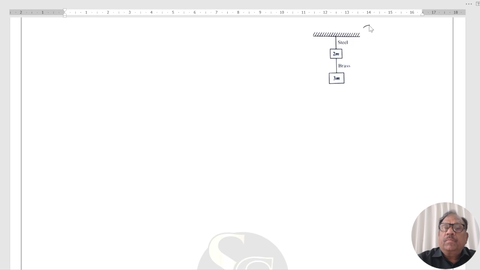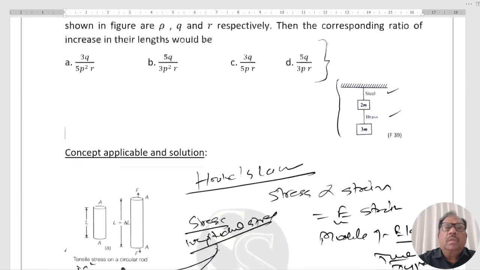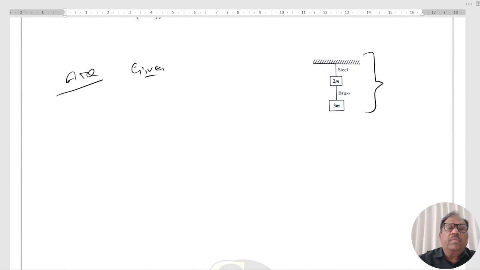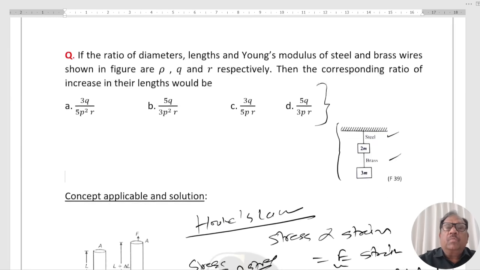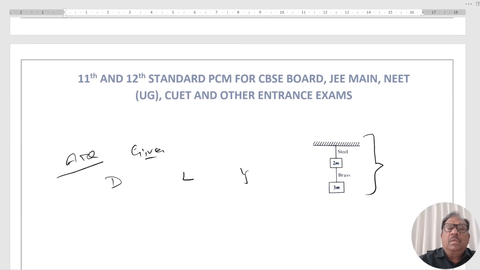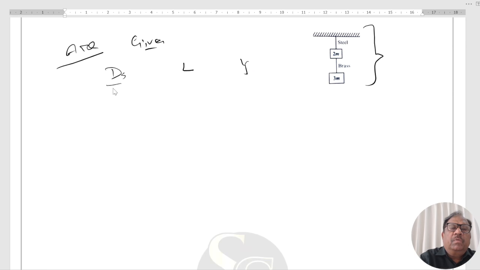Now, the solution of the question. According to the question, given is the ratio of diameter, length and Young's modulus of steel over brass. See, LS over LB is Q, and YS over YB is R.